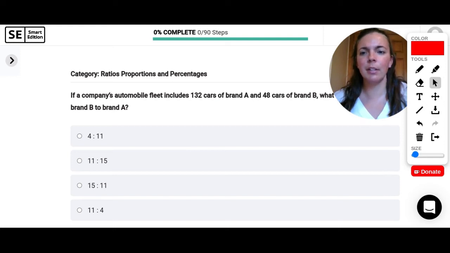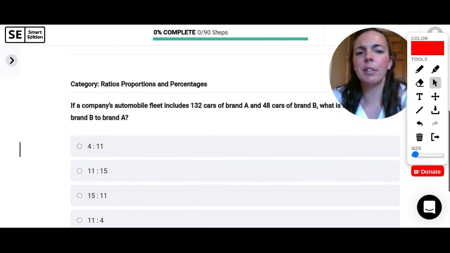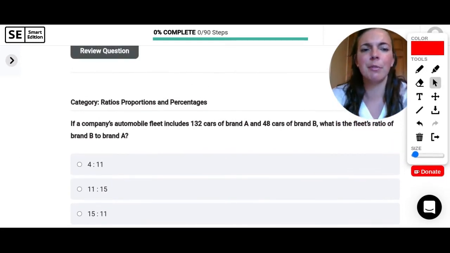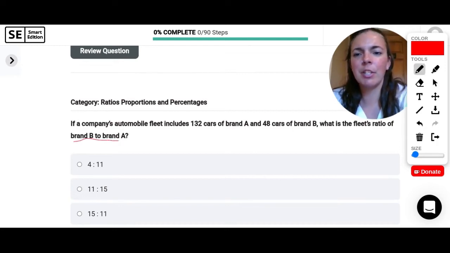Okay, we are cruising right along here. Let's check out our next question. If a company's automobile fleet includes 132 cars of brand A and 48 cars of brand B, what is the fleet's ratio of B to A? It's important that we have our ratio in the right order. So B is 48, and A is 132. So 48 to 132.